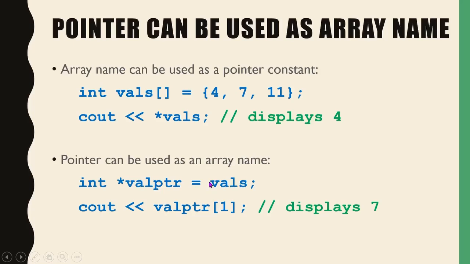So if I were to put an address operator here, it would say memory address of the memory address of the array, which would be wrong. So you just have to do a direct assignment here. And then I can use the name of the array in array notation, such as cout val pointer sub 1, and that's going to display 7 to the screen.